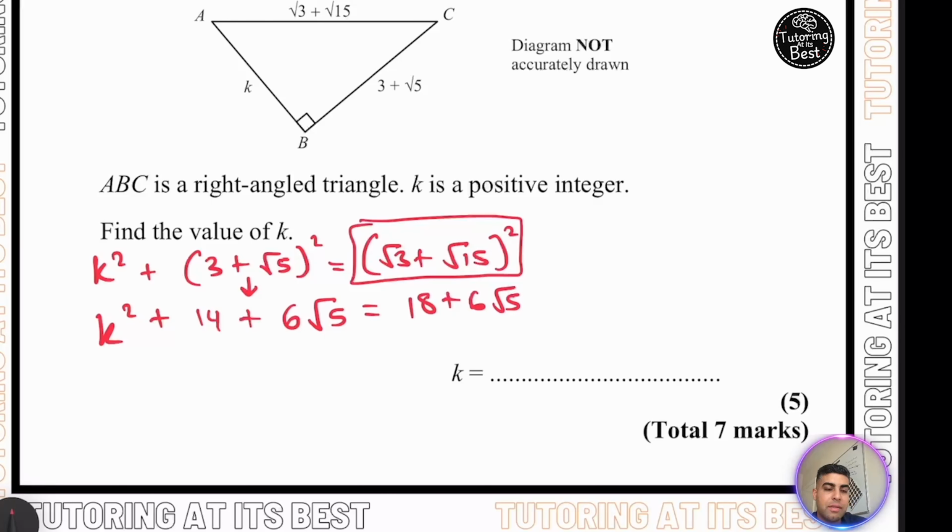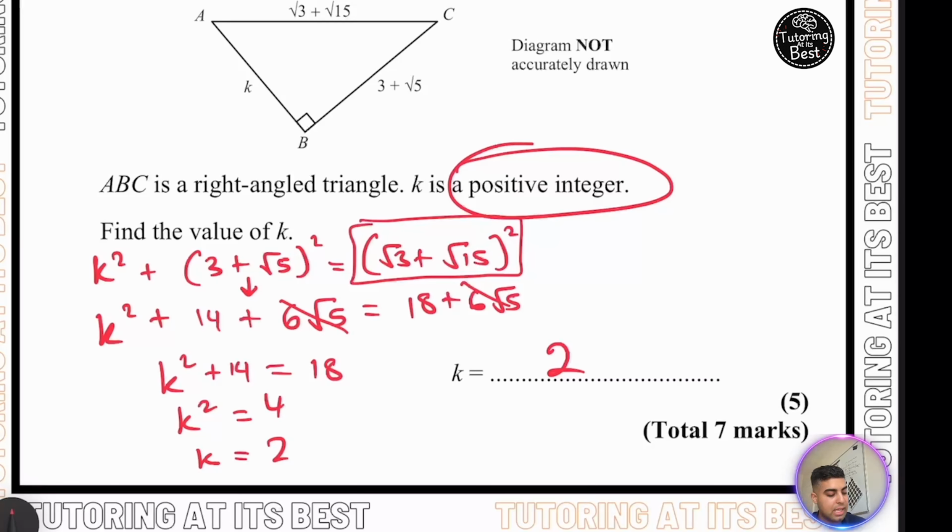And now essentially, if I take everything to the left-hand side, I know I'll have k squared plus 14 will equal 18, as we can eliminate the 6 root 5. We then need to make k the subject, so we know k squared will equal 18 take away 14, which is 4, so k will equal 2, and we know it's positive, and there we are, k equals 2. I hope that was clear.